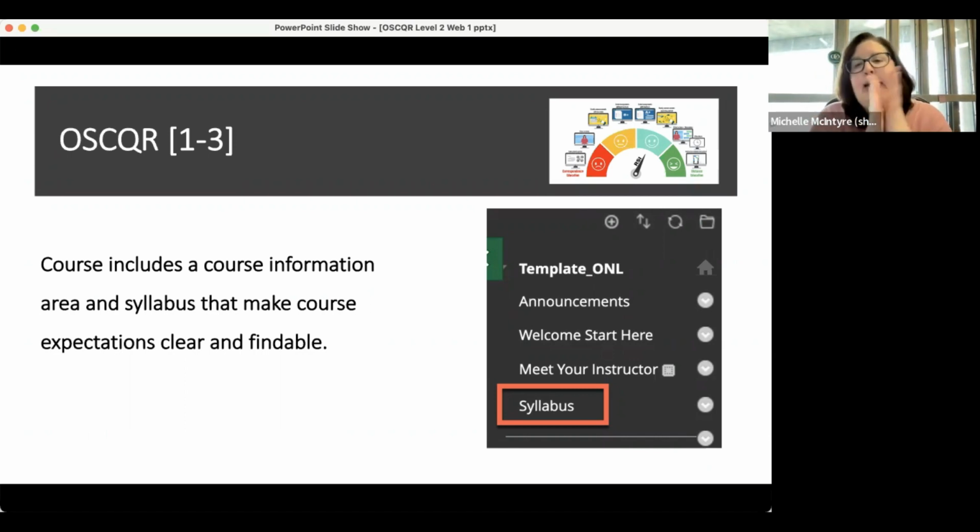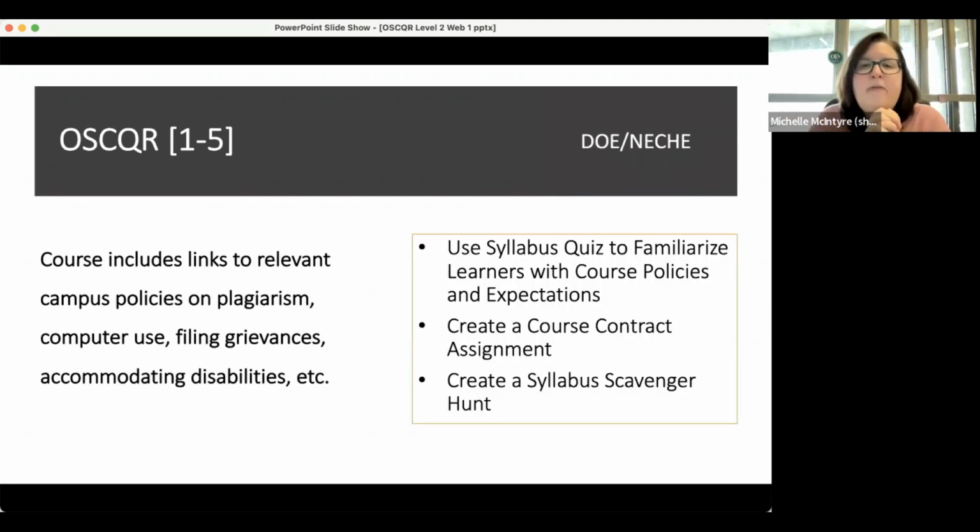So when you look back at EPTO, a lot of things you're seeing in OSCQR were required as assignments to make sure that you're meeting RSI. The next one is OSCQR 1.5, which really comes from the DOE and NICHE. This one is: course includes links to relevant campus policies on plagiarism, computer use, filing grievances, accommodating disabilities, etc., academic honesty. We know that both accrediting bodies want to see that the students are connected to the institution, even though they're taking an online course or online degree program.